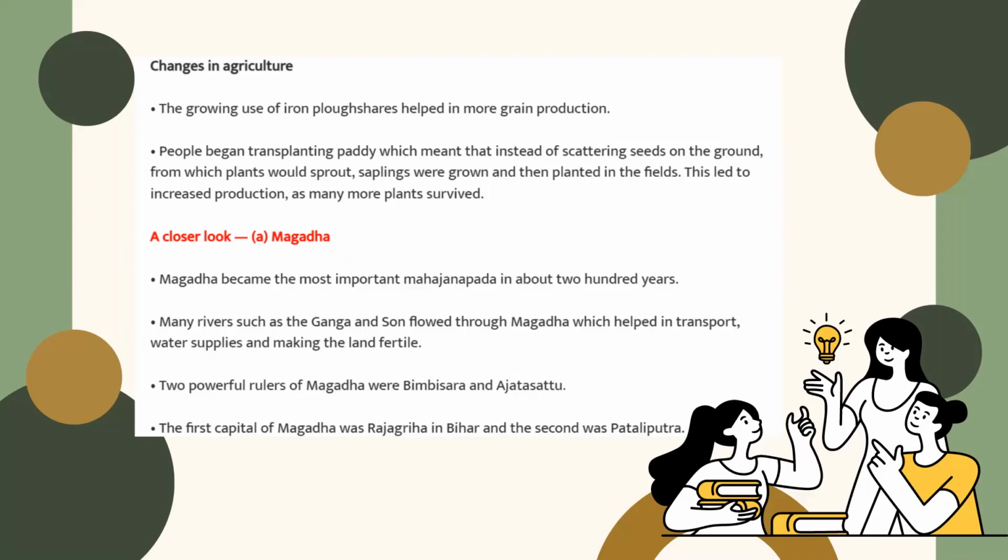Okay. And during this time, two powerful rulers of Magadh were Bimbisara and Ajatashatru. The very first capital of Magadh was Rajgir in Bihar, but later on it got shifted and the second capital city became Patliputra, the present day Patna.